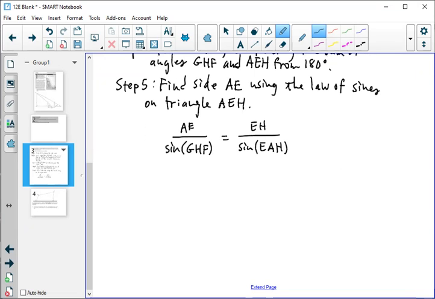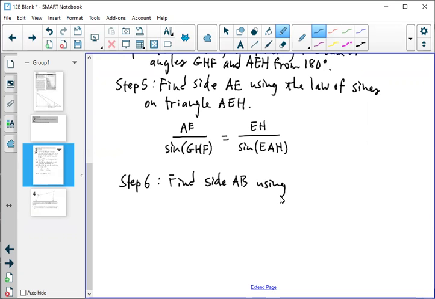And then we can just put one more step here. I'll call it step 6. And we're going to find side AB using right angle trig on triangle ABE. So we're going to find side AB using right triangle trig on triangle ABE.